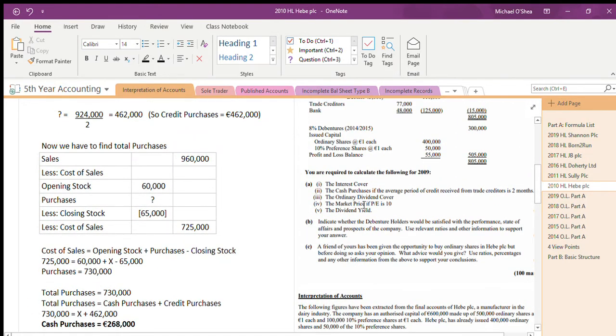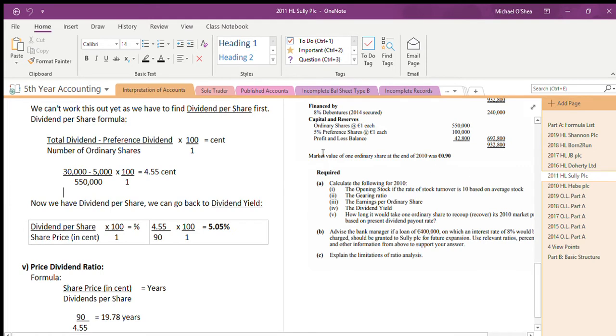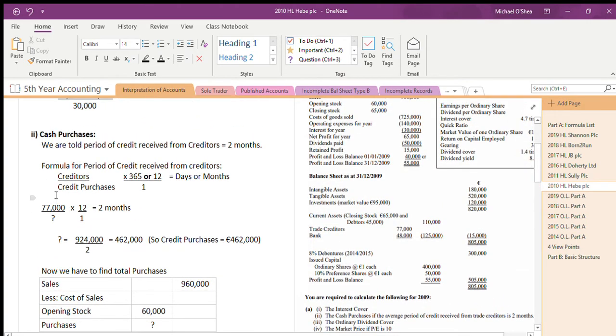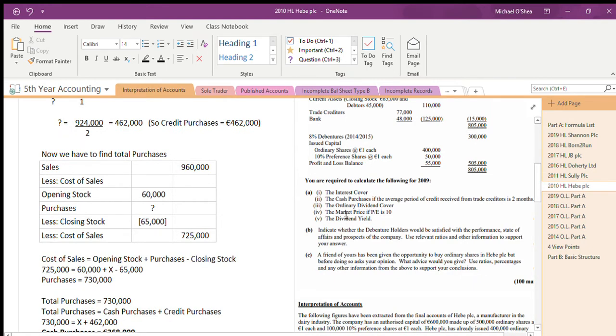Now, the fourth one. I'm asked to get the market price if my PE ratio is 10. The market price here is usually given at the bottom of a question. I'm just going to jump to a different question here. And we can always see the market value of one ordinary share is so on and so forth, 90 cents here. So for the 2010 question, you weren't actually given that information. You have to work out what the market price is. There's no set formula like these ones here where I can say a market price is equal to this divided by this. But if I manipulate another formula, I should be able to find it.